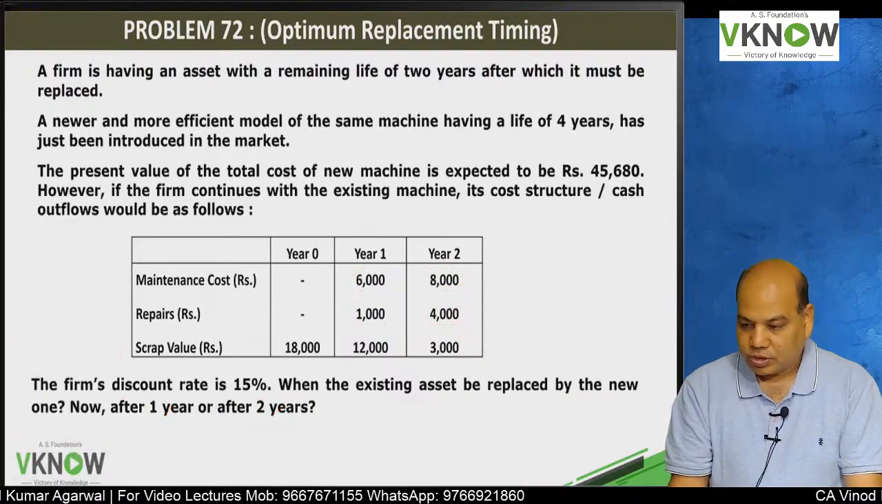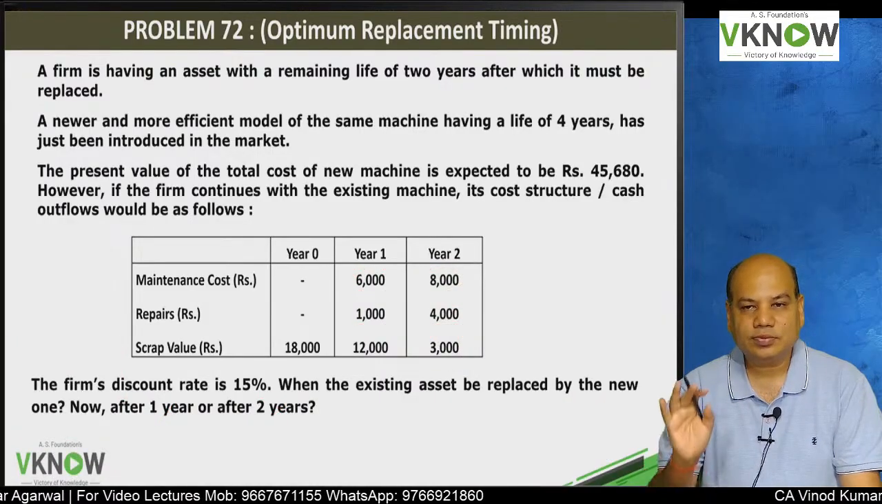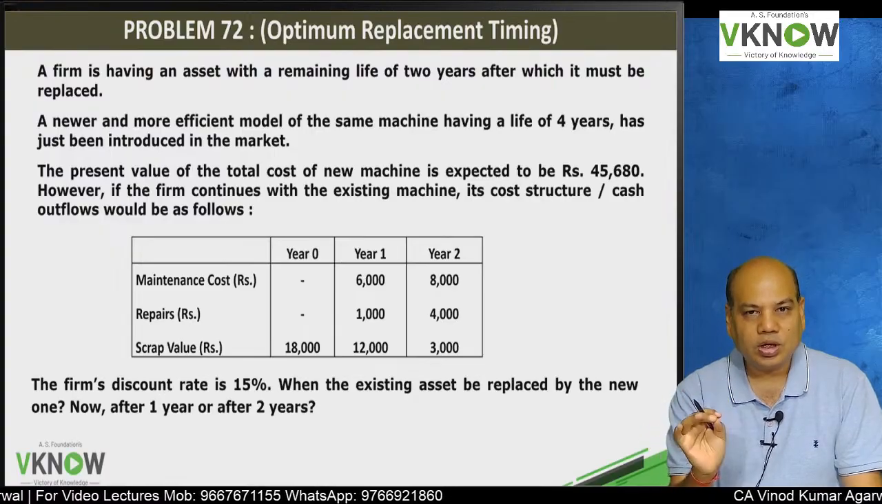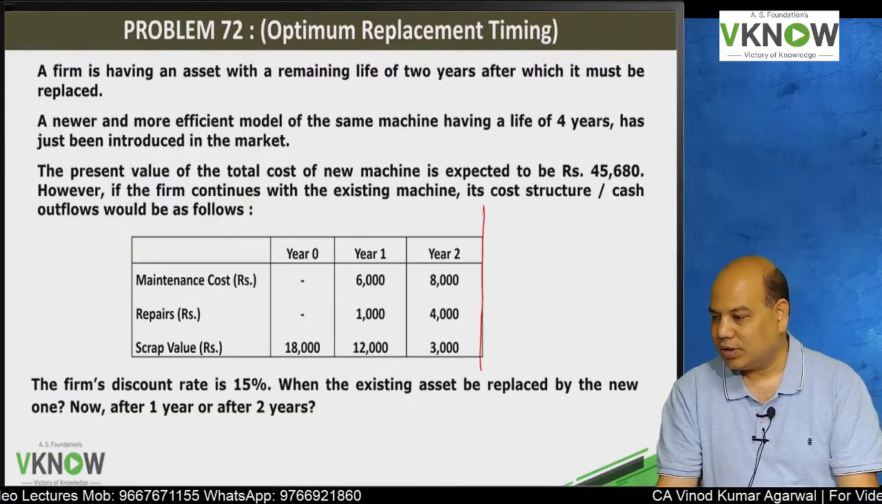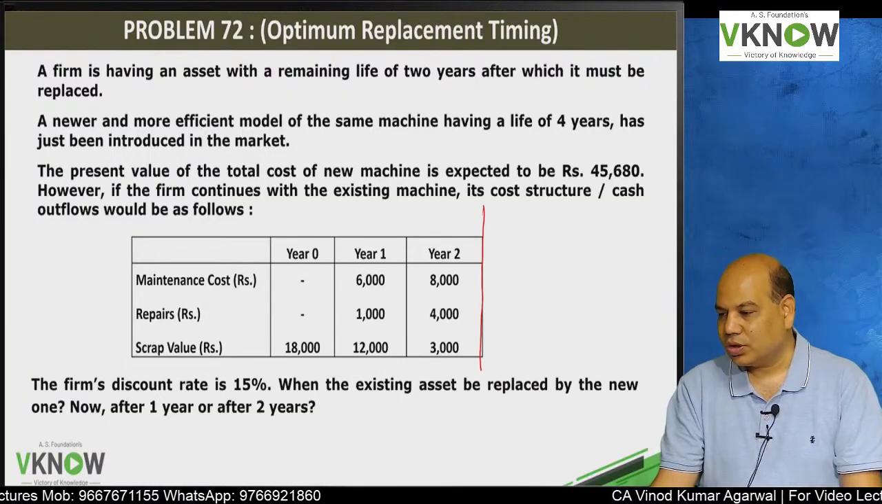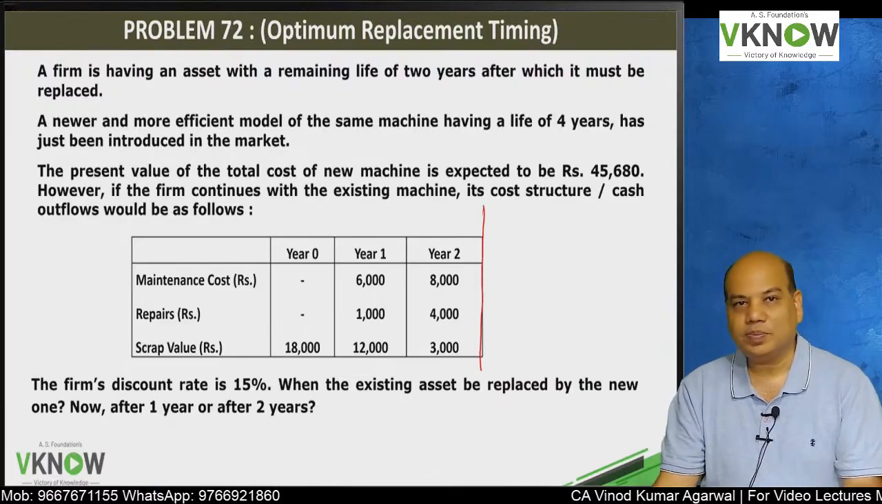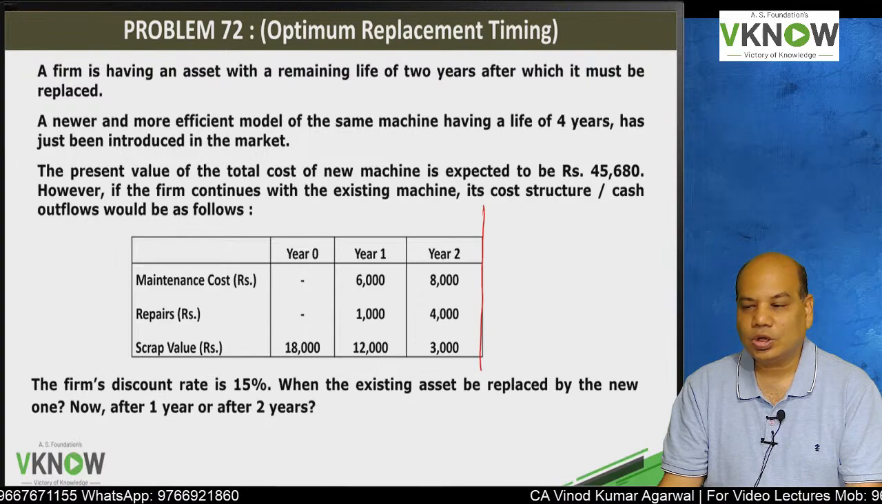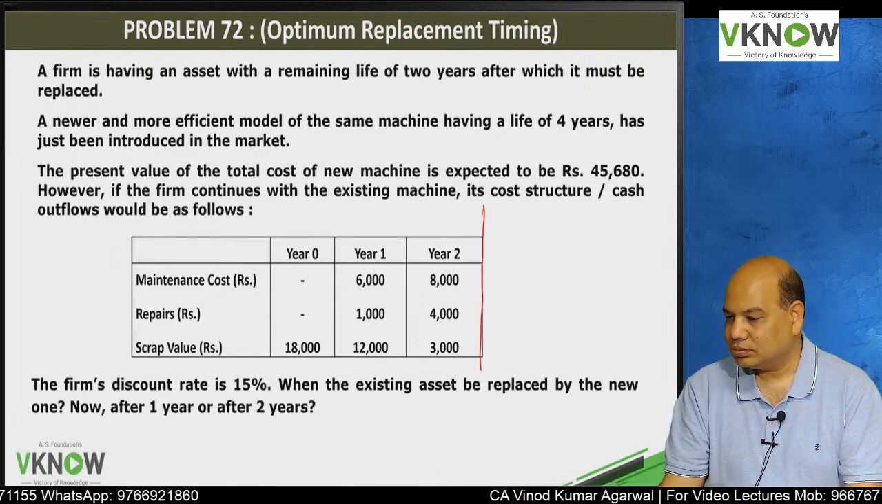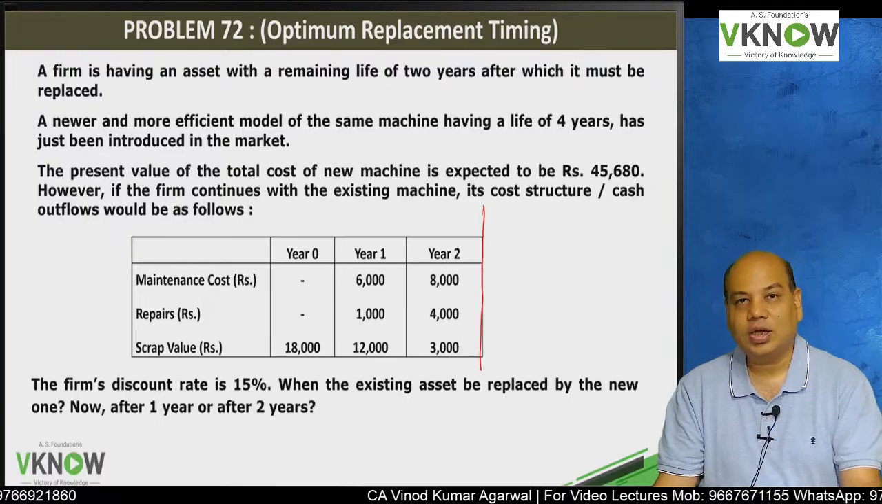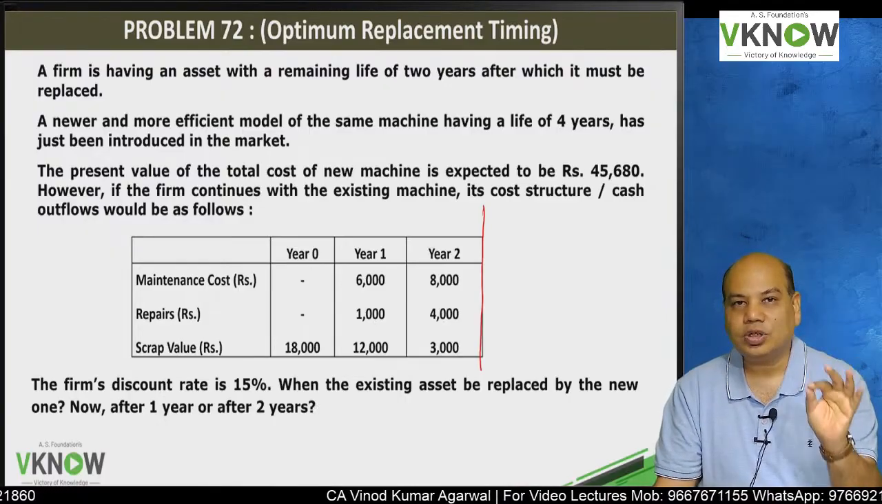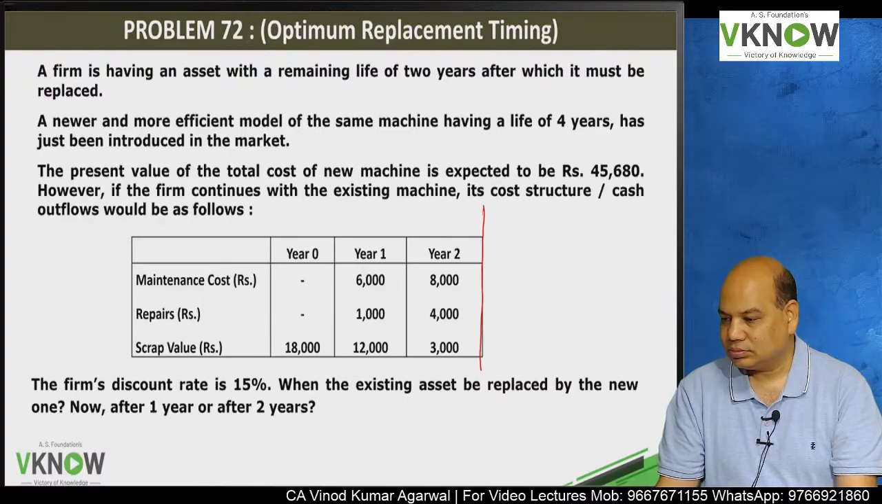Method 1 is we have to replace the old asset by the new asset at the end of 2 years. Do you agree? Just keep saying yes or no. After 2 years, I have to replace, in any case, the old asset by the new one. Maximum how much can I use the old asset? I can use the old asset maximum for a 2-year period. In any case, I have to replace it after 2 years. Yes or no? Yes.